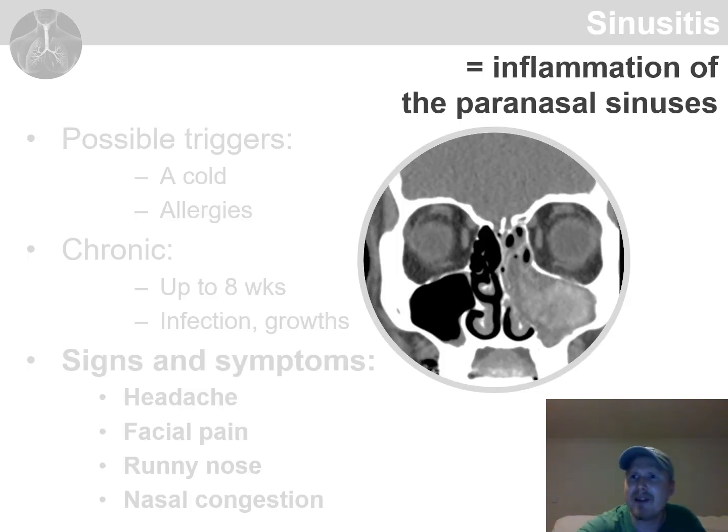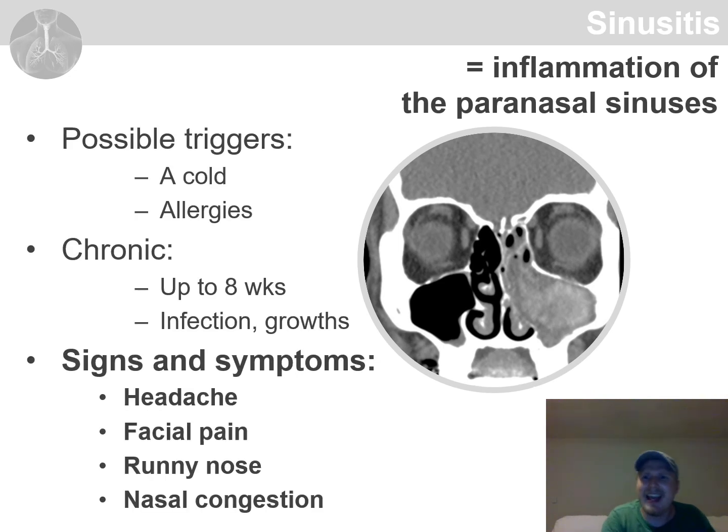Sinusitis is an inflammation of paranasal sinuses. Remember, in medical terminology, itis was always an inflammation of some kind, and in this case it is an inflammation of the sinus. And we have here also a very nice CT image of the patient's left maxillary sinus being inflamed and full of material, as you can see here.